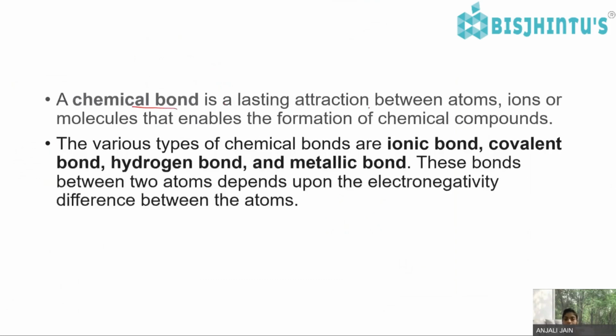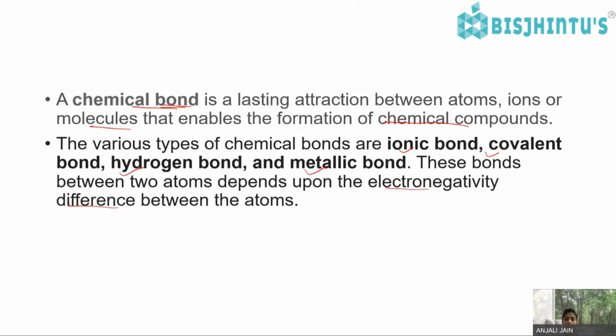A chemical bond is a lasting attraction between atoms, ions, and molecules that enables the formation of chemical compounds. So, how are chemical compounds formed? Chemical compounds are formed by chemical bonding. The various types of chemical bonds are ionic bond, covalent bond, hydrogen bond, and metallic bond. These bonds between two atoms depend on the electronegativity difference between the atoms. So if there is any electronegativity difference, then there will be a bond between these atoms.